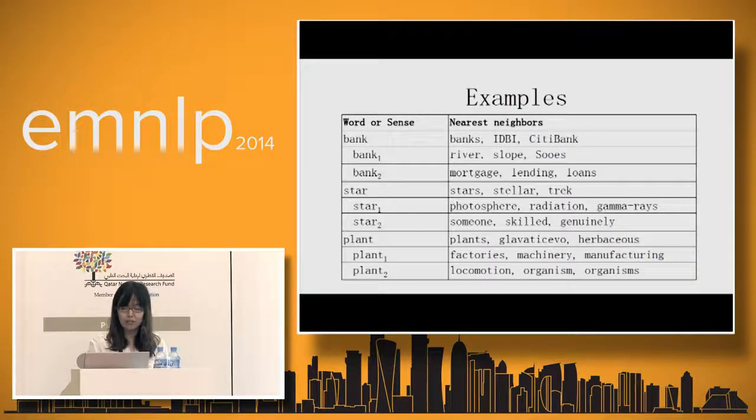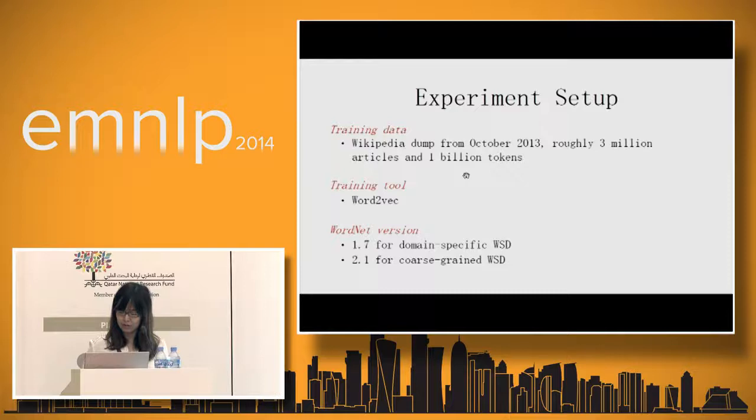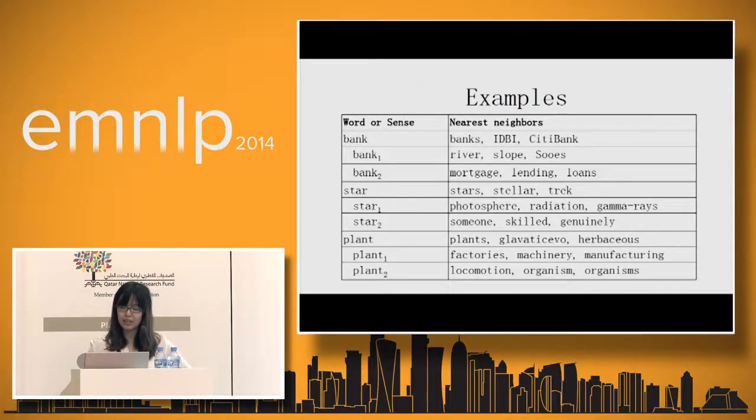Okay, here is the learned vector representation for words and senses, and their nearest neighbors in the corpus. You can see for bank, the word, we have banks, IDBI, Citibank, which could refer to the river bank or to the financial institution, right? And the first sense vector representation for bank, its nearest neighbor is river, slope. They are semantically related to the river bank. And the second one, its nearest neighbors are mortgage, lending, loans, and they're semantically related to the financial institution. So we can see that their model can identify different meanings of the same word.